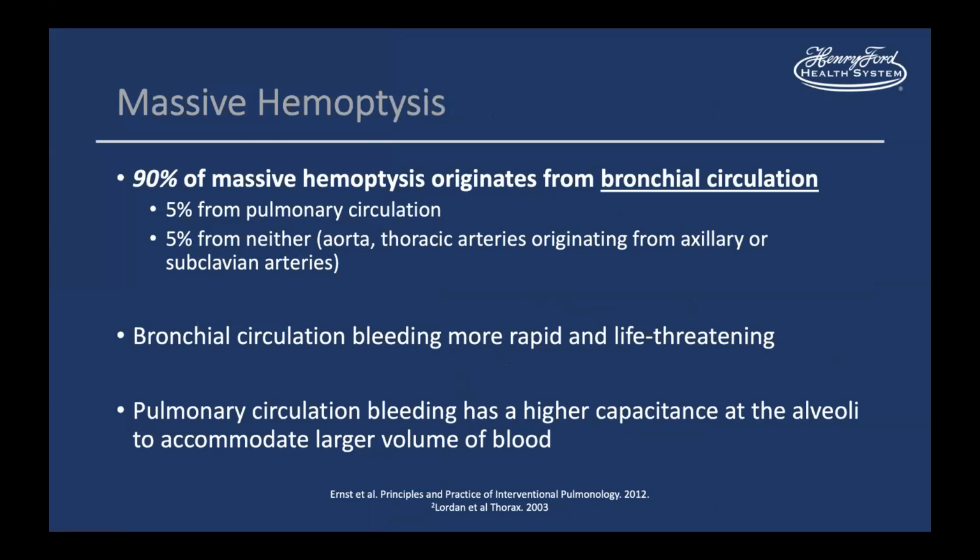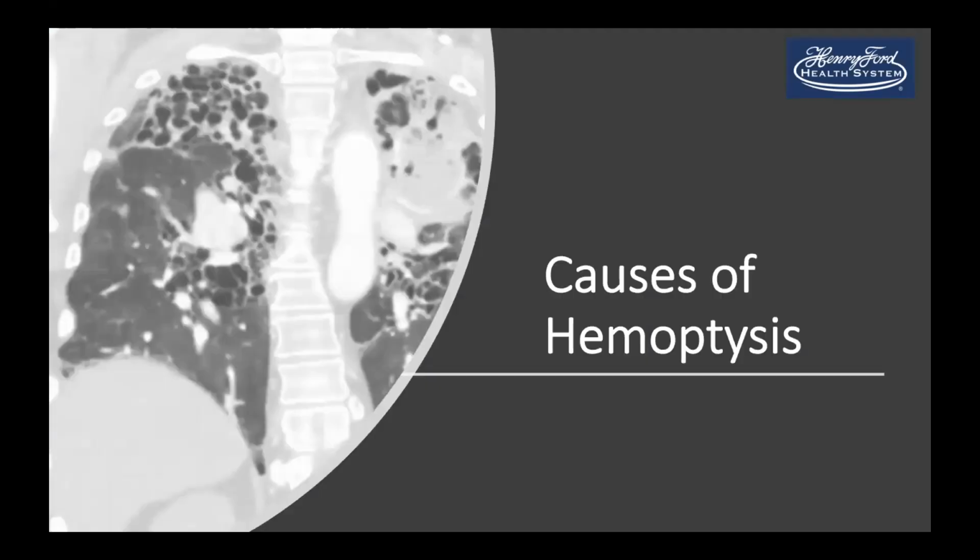So when it comes to massive hemoptysis, 90% of the cases originate from your bronchial circulation, with only 5% coming from your pulmonary circulation and another 5% coming from neither. Because your bronchial circulation is systemic, it's going to be a more rapid and life-threatening bleed, whereas your pulmonary circulation has a lower pressure, lower resistance, and a higher capacitance to tolerate larger volumes of blood, so a less life-threatening bleed. So we'll transition now into talking about different causes of hemoptysis.